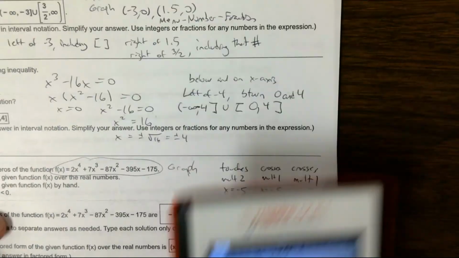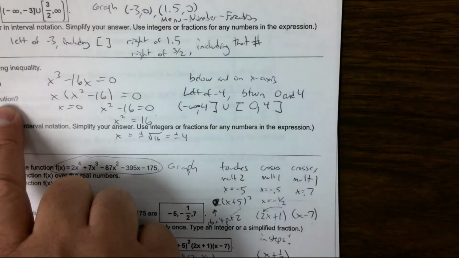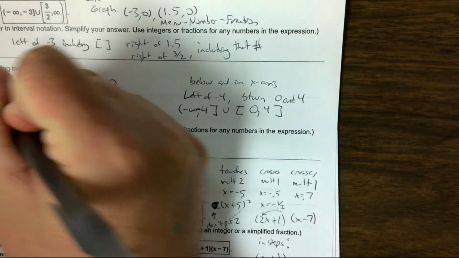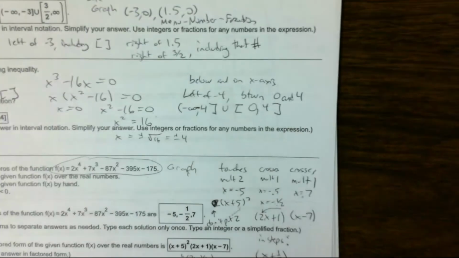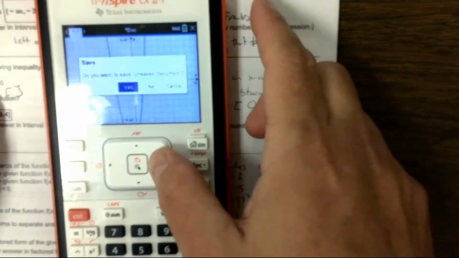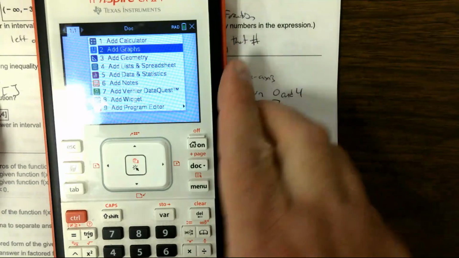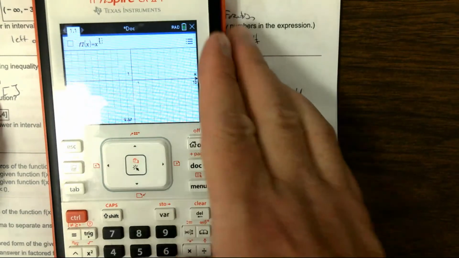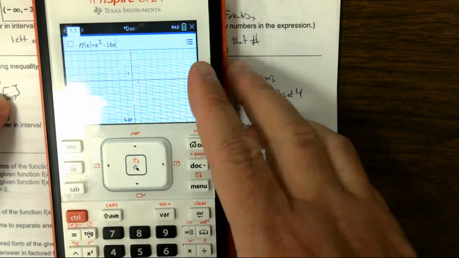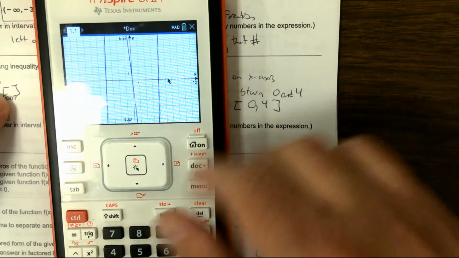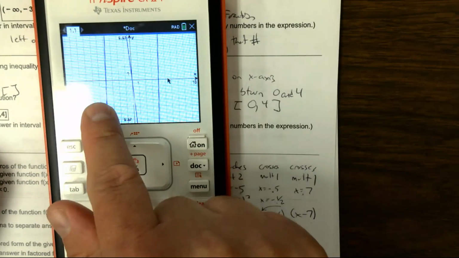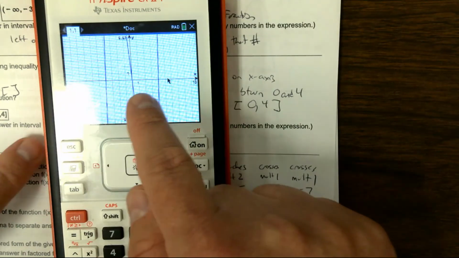On this one, we have below, and we have brackets. X to the 3rd power minus 16x. Below, so that's left of -4, and it's also between 0 and 4.